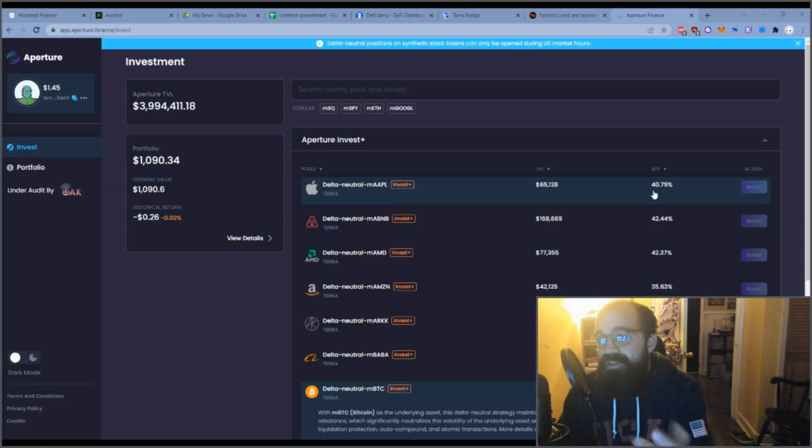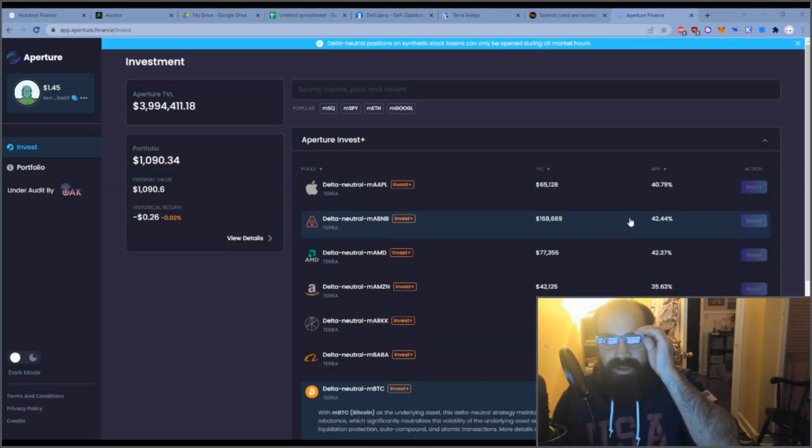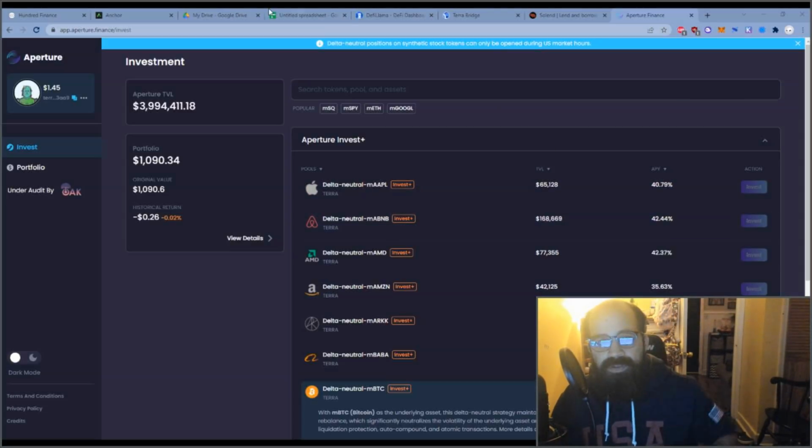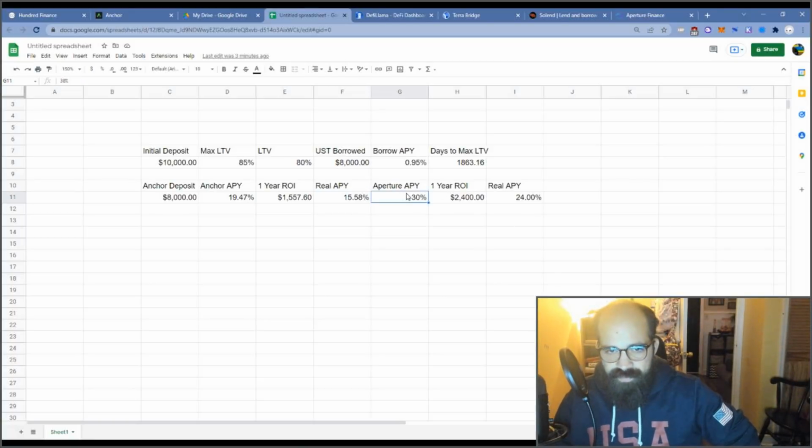And it should be relatively consistent. It shouldn't fluctuate way too much, even though Mirror emissions may continue to reduce, but it should stay higher than, at least higher than Anchor, right? So let's say it's at 40%.